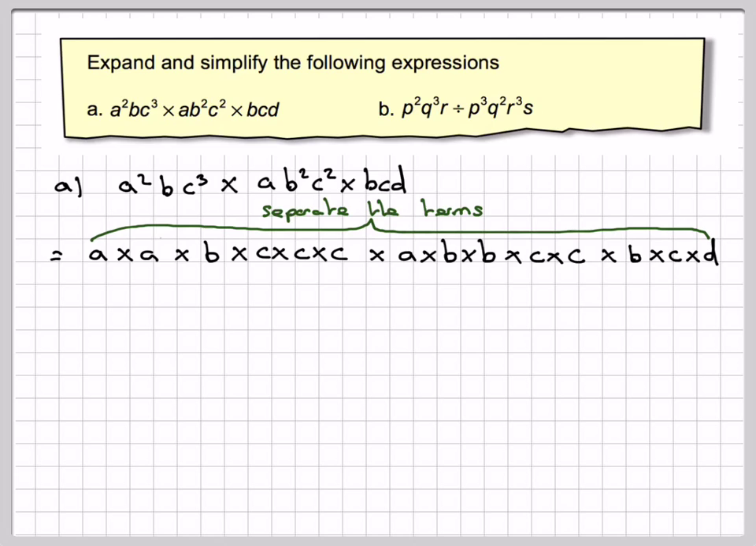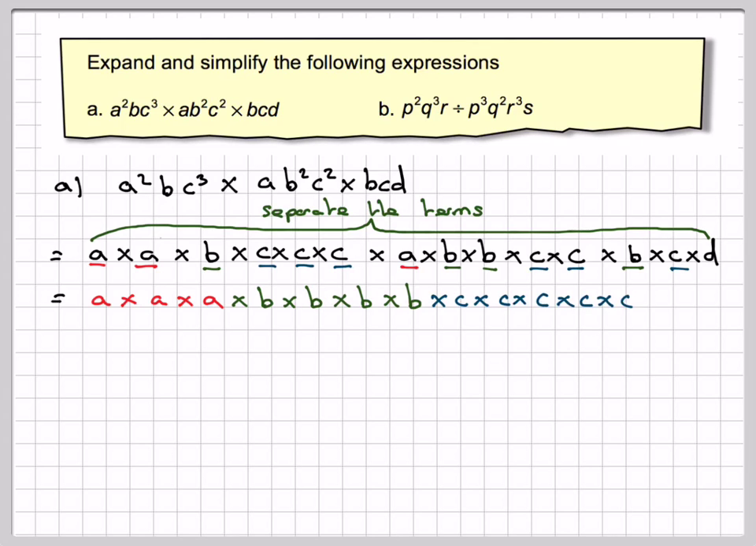Now what we're going to do is identify like terms. I'm just going to use a bit of colour here, so it's a good idea to underline those in red. So we've got a times a times a, and then I'm going to underline the b, so we've got 4 of those, so it's b times b times b times b. And then underline the c's, and there's 6 of those, so it's c times c times c times c times c times c. And then we've just got a times d at the end. So that's going to give me a cubed, b to the power of 4, c to the power of 6 times d as the final answer.